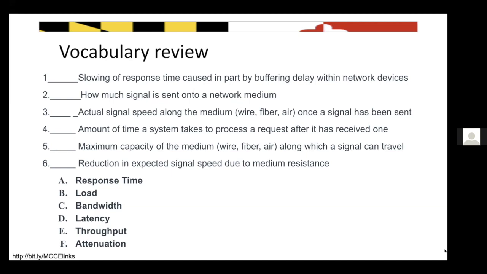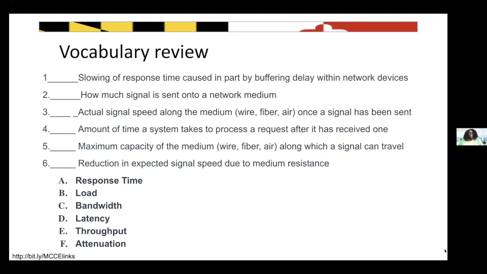How much signal is sent onto a network medium? I would say load. Fantastic, yay! Okay. Number three, actual signal speed along the medium, wire, fiber, air. Once a signal has been sent, that sounds like the loading speed. So I'm going to say bandwidth. Is that right? No. Okay. Throughput? Yes. Throughput.